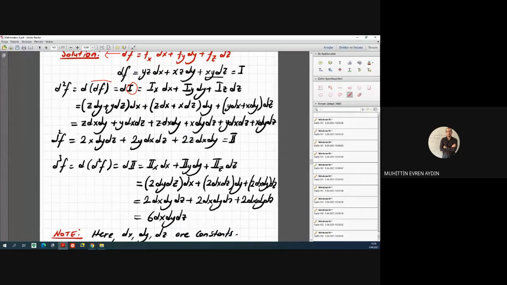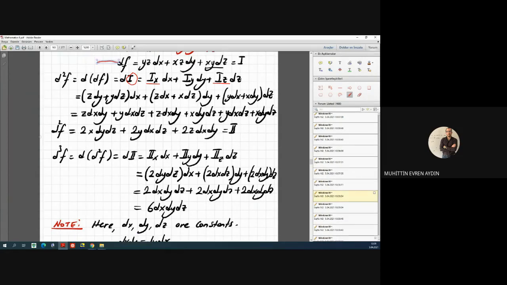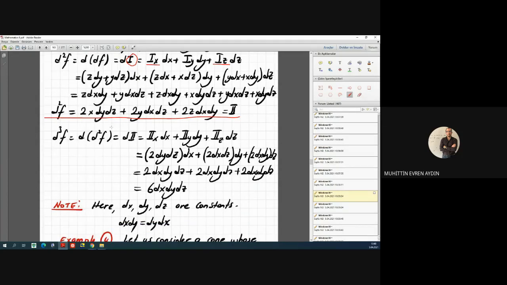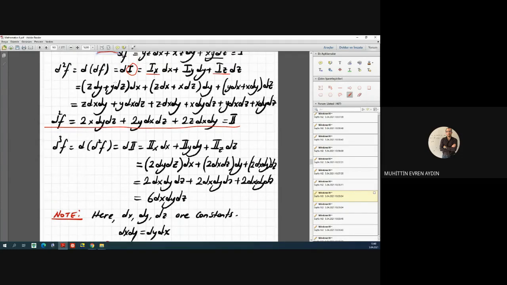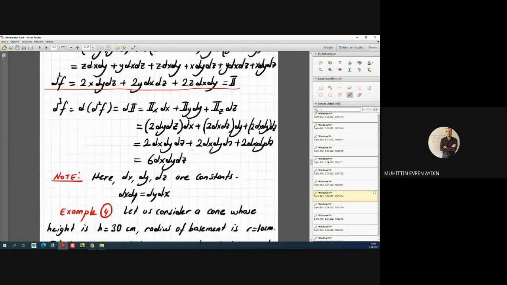If we perform the differential again on I, we write I_x, I_y, I_z. So if we replace I with the value of I in this equality, we have the second order total differential. And for the second order derivative, if we proceed in the previous way, we obtain this one. As I said before, dx, dy, dz are numbers, they are constants.